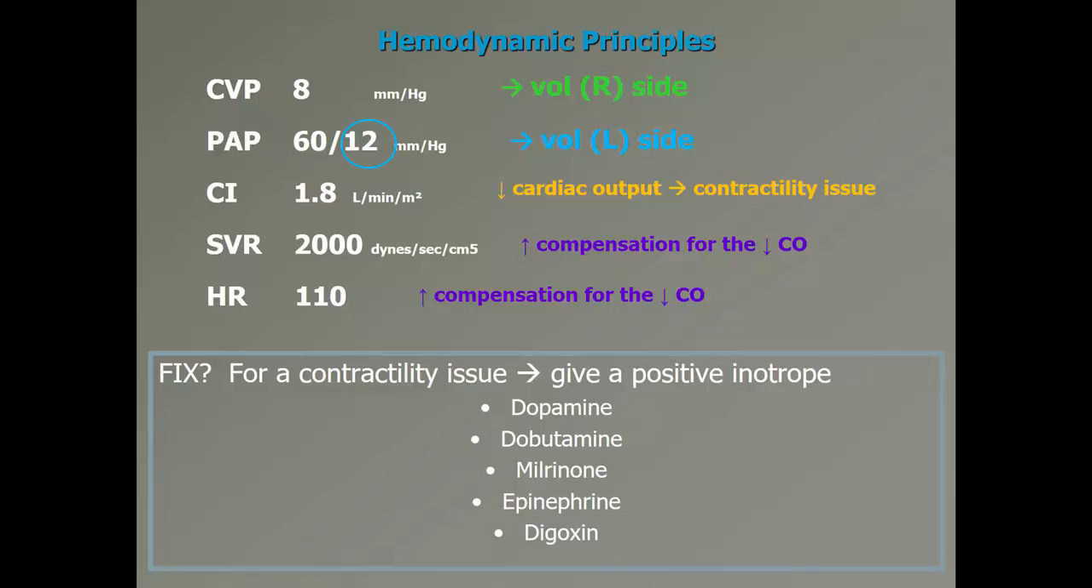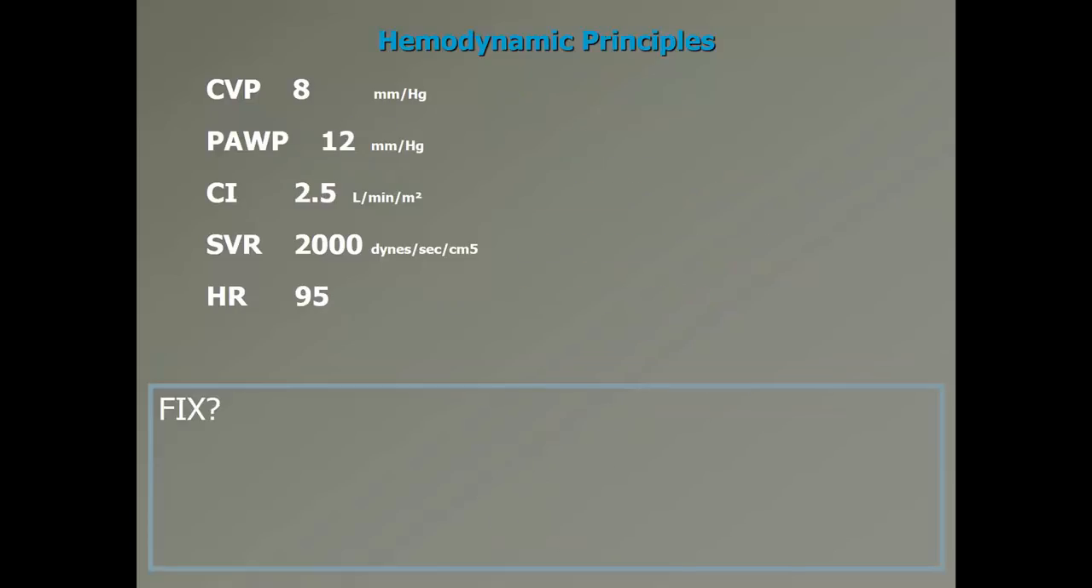And so when you look at the scenario, you just have to consider, well, what role or what hat does dopamine wear at this moment? Is it a positive inotrope, but also consider that its action could be doing something else? So that's just something to consider. But again, when you know that you have a contractility issue, one of these drugs, dopamine, dobutamine, milrinone, or epinephrine, and even digoxin may be an option.